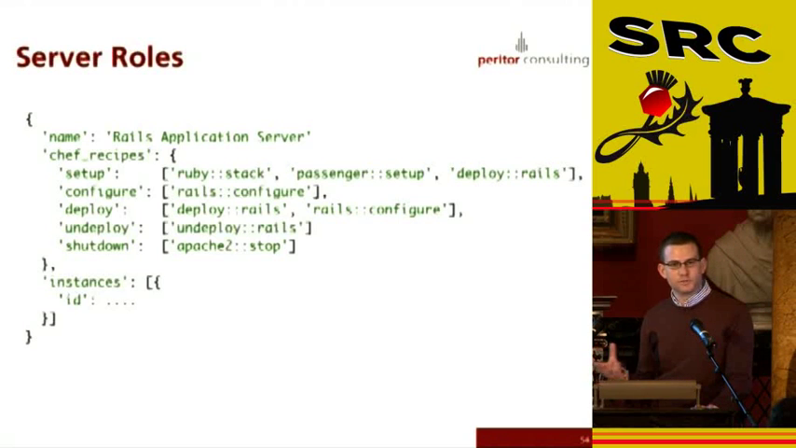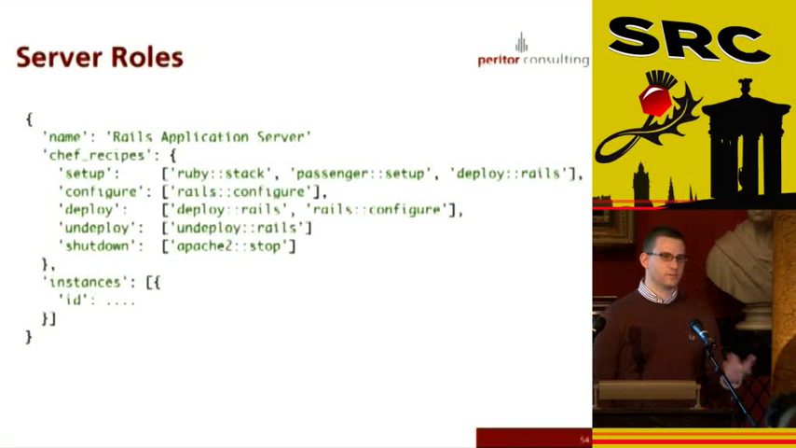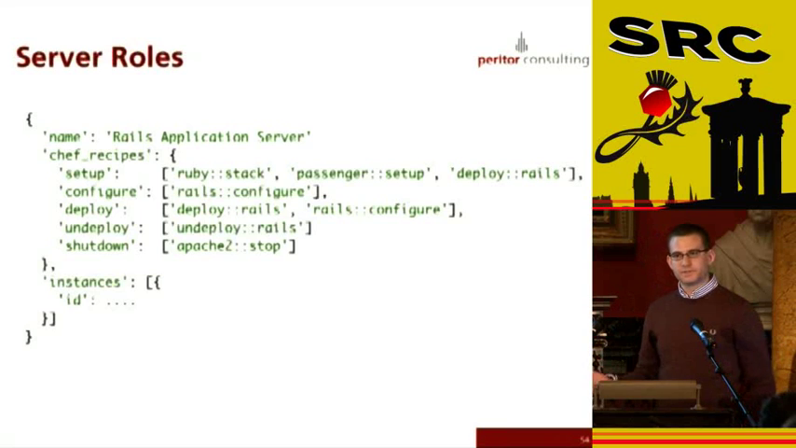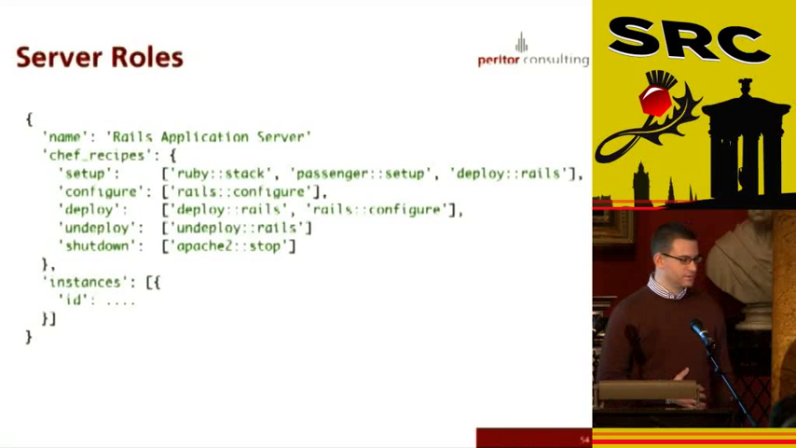So you only have one global Chef run. But in this case, we have a setup event, a configure event, a deploy event, and undeploy and shutdown, where we can define very granularly what we want to do on certain actions. Those would be the things that you configure for your different roles. So you would say, my database server should do those recipes on setup, and the other ones on deploy, and so on. And of course, you can add what kind of instances should be running in this configuration.